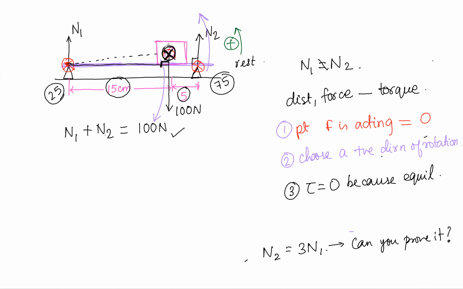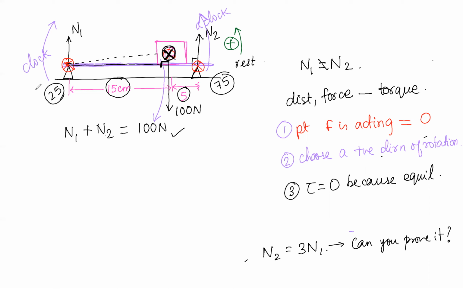Now, what is N2 going to do? N2 is trying to rotate it upwards. N1 is also trying to rotate the entire thing upwards. Understand that this upward rotation and that upward rotation are in opposite directions. N2 is going towards the left and N1 is going towards the right. So this one is clockwise and that one is anti-clockwise. In this problem, we have chosen that direction as positive, so the torque of N1 automatically becomes negative.